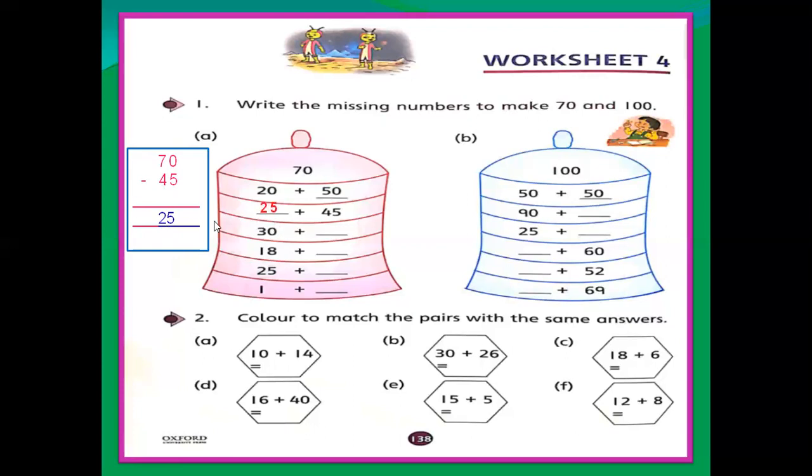Okay. So again we will check. We add 25 plus 45. The answer should be 70. So 5 plus 5, 10. And 4 plus 2, 6 plus 1, 7. So this is the double check that you can confirm your answer. What will you do in every blank? First you will subtract the given number from the 70 in every question.